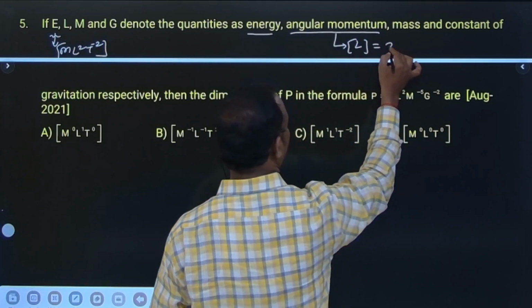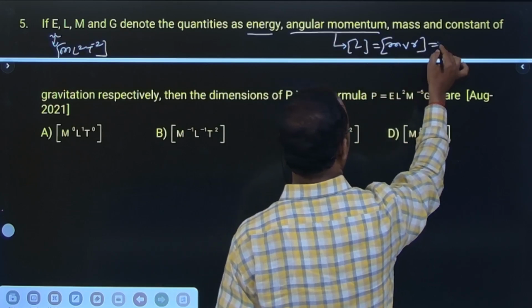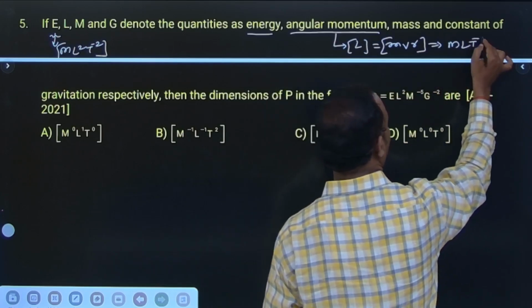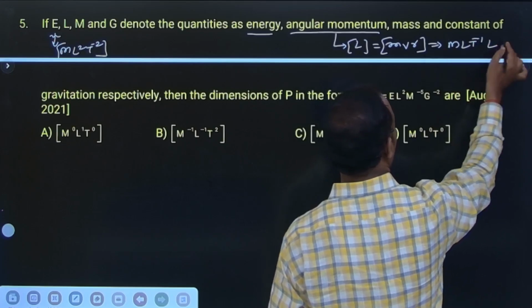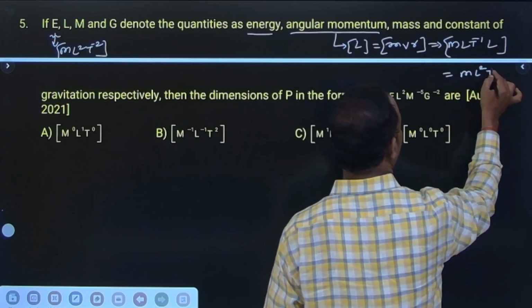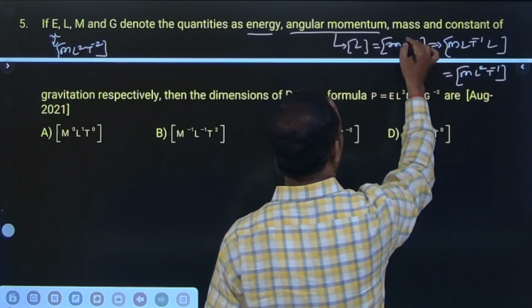L is equal to mvr. Correct. M is the mass, capital M. V is speed, L T minus 1. R is L. So the answer is M L square T minus 1, for angular momentum. Next one.